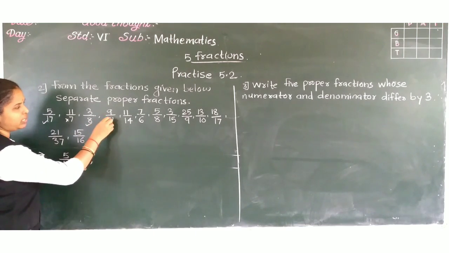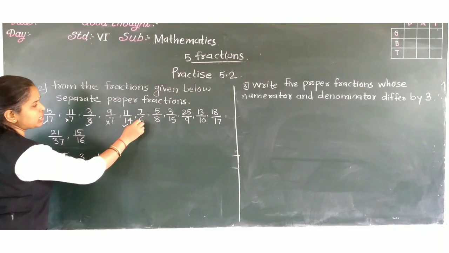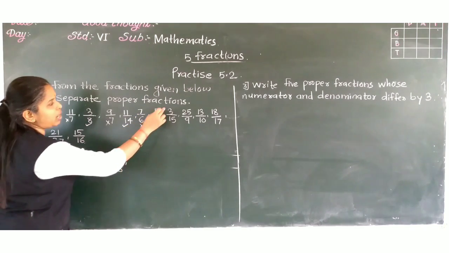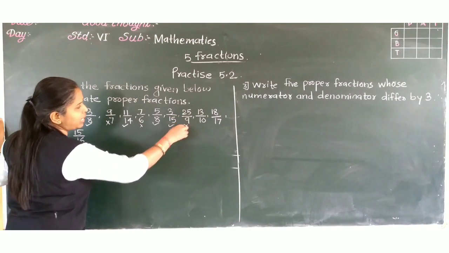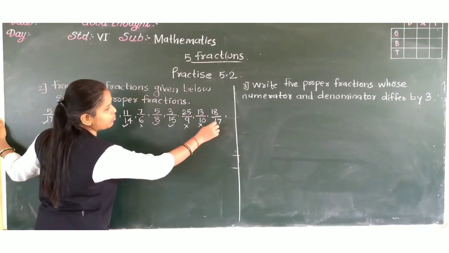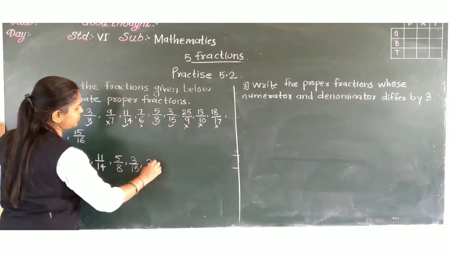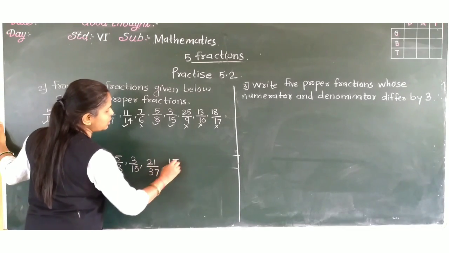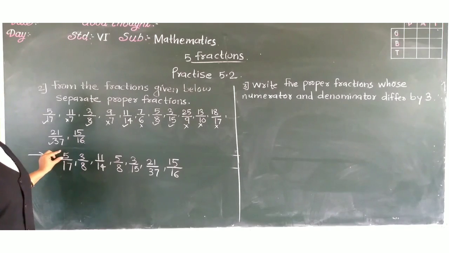Then 9 upon 7. No. 11 upon 14. Yes. 7 upon 6. No. 5 upon 8. Yes. 3 upon 15. Yes. 25 upon 9. No. 13 upon 10. No. 18 upon 17. No. 21 upon 37. Yes. 15 upon 16. Yes. So these all are proper fractions where the numerator is smaller than the denominator.